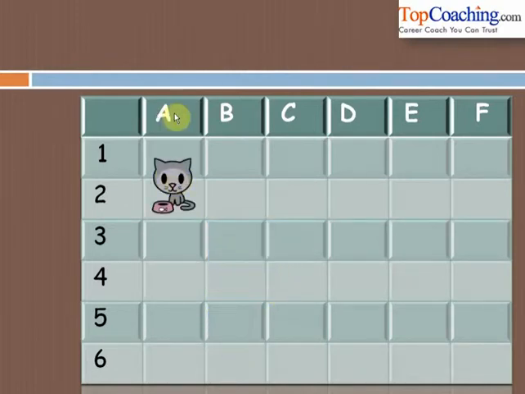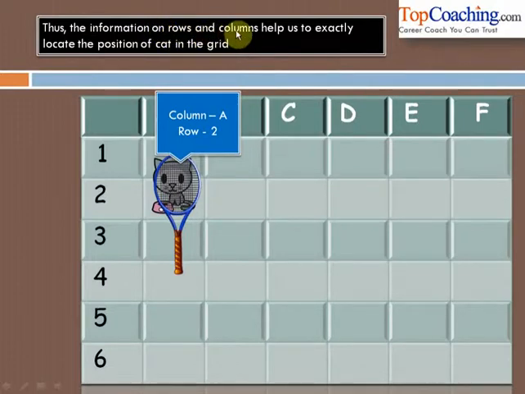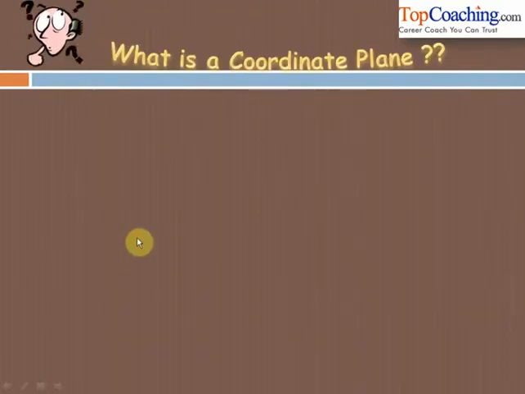Again the cat appears here. What is the location of this cat? Here the column is A and the row is 2. So we have located it and will hit it with our racket. So what's the basic principle behind this game? Now here we see that there are two entities. The first is the column and the second is the row. So column and row together will tell us the exact location of a cat in this rectangular block. Thus what we can say is the information on the rows and columns help us to exactly locate the position of the cat in this grid. Now what exactly is a coordinate plane?